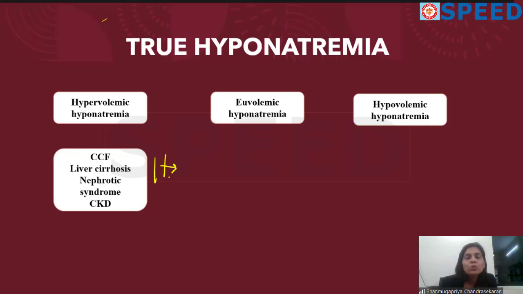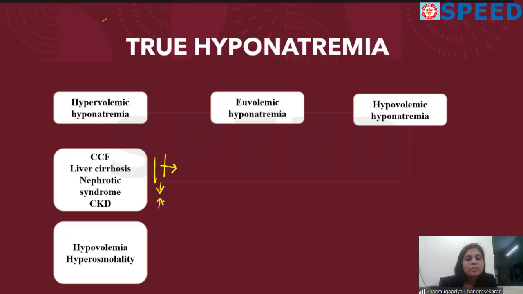And this would cause two effects. One is hypovolemia, in the sense there is a decrease in the blood volume within the circulation, and there is an increase in osmolality. So what are the two effects you observe in all these conditions? There is a decrease in the blood volume and there is an increase in osmolality. Now, what happens whenever there is hypovolemia and hyperosmolality?